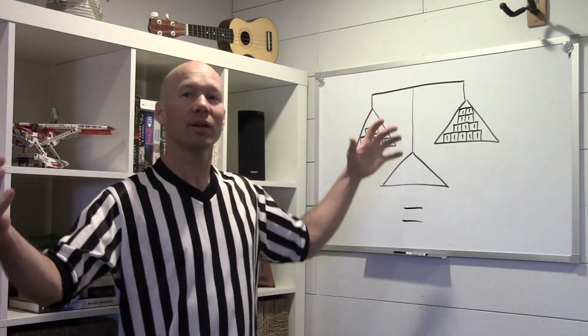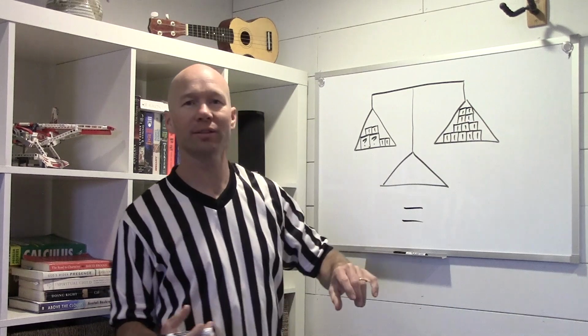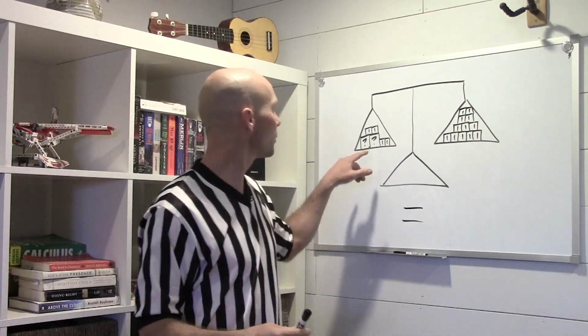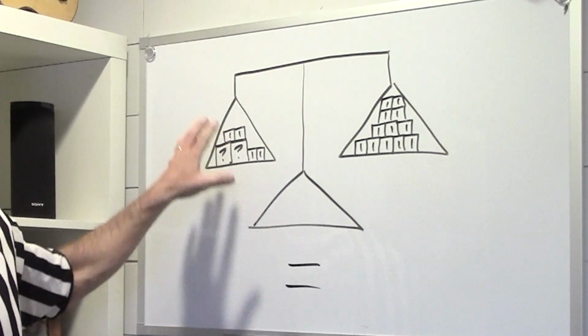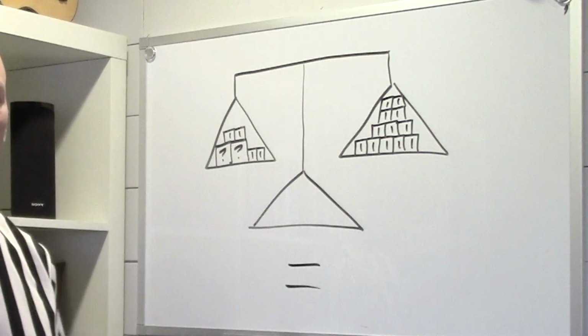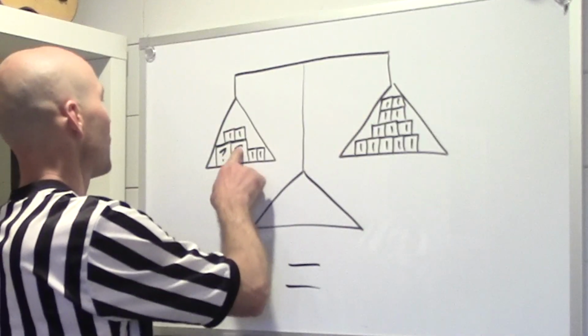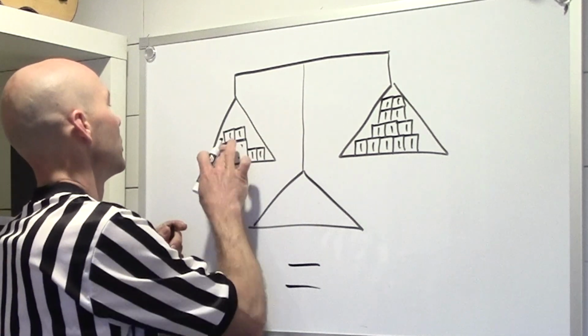So now we have something on the left side that's equal to something on the right side. Now we don't know what the value of these two boxes is. They have question marks. And when we have a question mark, algebraically, we use a letter for that. So instead of a question mark, let's go ahead and change that question mark to a letter.